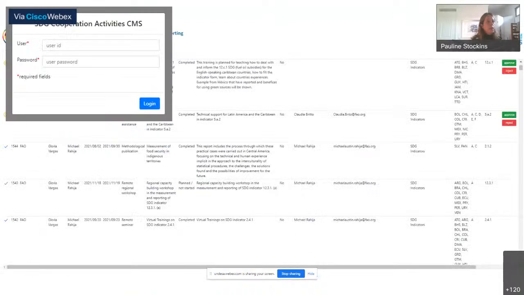Regarding the information system on activities aiming at improving the measurement, use, and dissemination of the indicators, what we see here is the basic table of the system with all the activities already uploaded. You can see here, on the screen, activities being uploaded by FIO.